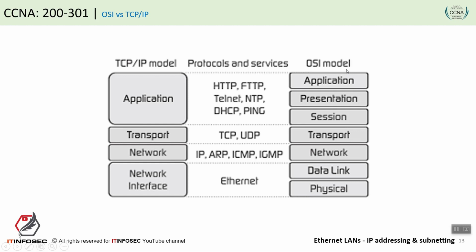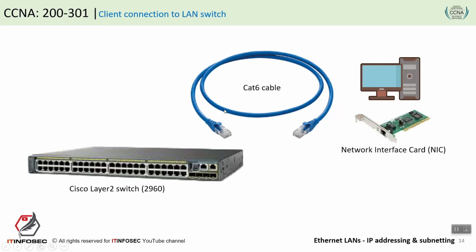TCP/IP versus the OSI model. OSI has 7 layers, but TCP/IP has 4 to 5 layers. The physical and data link layers equal the network interface. The network layer in OSI equals the network layer in the TCP/IP model. The transport layer in OSI equals the transport layer and defines the TCP or UDP data transfer protocol. And the session, presentation, and application layers in OSI equal the application layer in the TCP/IP model, and define the application protocol for sending data.